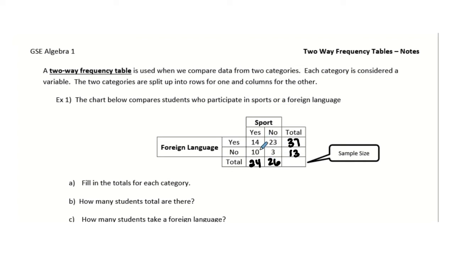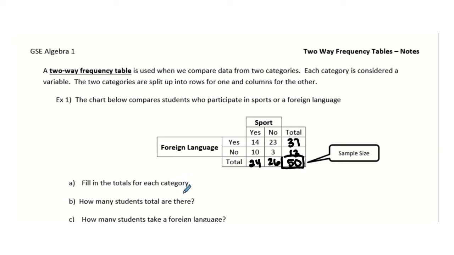So all I did was add this row together, add this row together. So the sample size is what will happen in this box down here. And no matter if I add this column or if I add this row, I should get the same number. 24 plus 26 is 50. 37 plus 13 is also 50. So 50 is our sample size. That means that 50 students took this survey.